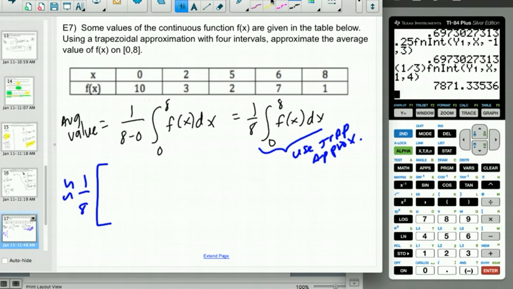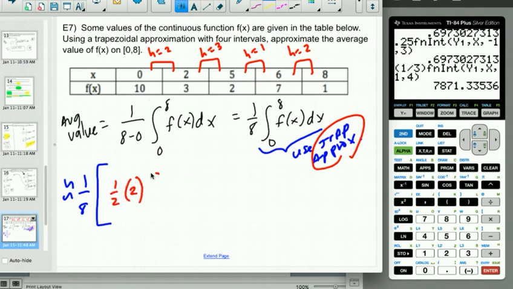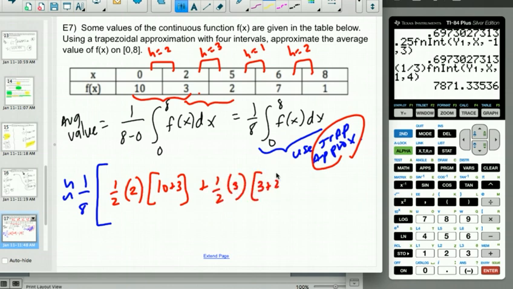So remember the way a trapezoidal approximation works. This is the height of the box. Height is 2, height is 3, because from 2 to 5 is 3. Height is 1, because 6 minus 5 is 1, and then height is 2. The area of a trapezoid: the first trapezoid is going to be 1/2 the height, which was 2, times the sum of the bases, which would be the 10 plus 3. That's the first trapezoid. The second one is from x equals 2 to 5, so 1/2 the height times the sum of the bases, which would be the 3 and the 2.